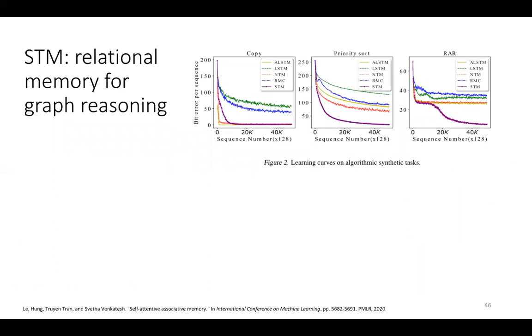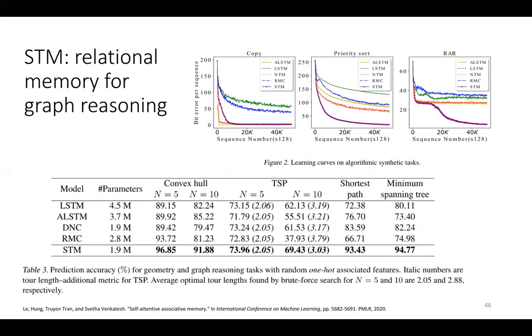The relational memories, which I presented earlier, can also be used for graph reasoning, right? Because the relational memory basically captures the structure and it can be applied to graph problems. And actually, in the self-attentive associative memory, the authors test it with different combinatoric problems like convex hull, TSP, shortest path, and minimum spanning tree. And the performance compared to other RNN or MANN processors, you can see there's a huge improvement because of the advantage of using relational memory.